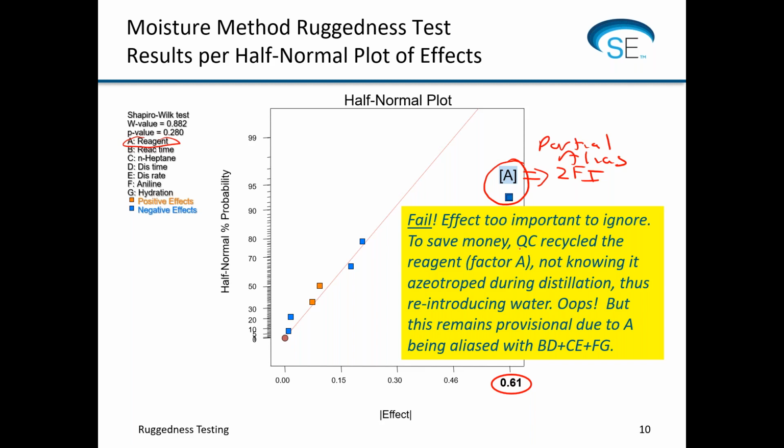And it turned out that when they reused the reagent, there was an azeotrope during the distillation, which means that moisture didn't get distilled out. It got reintroduced into the method. Oops. So that did turn out to be the actual result. It was confirmed. Now, if only they would have run that ruggedness test first.